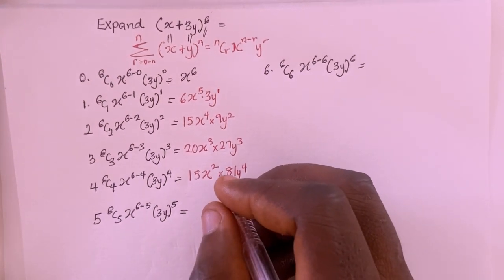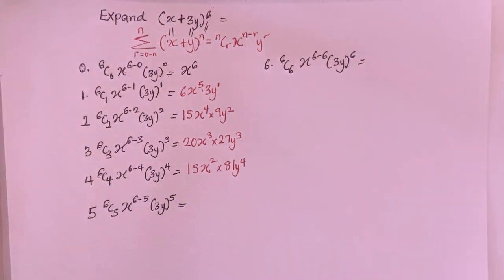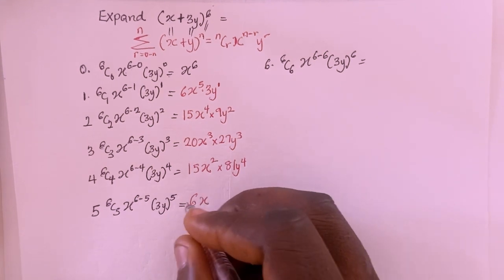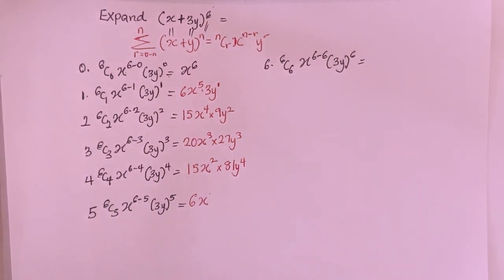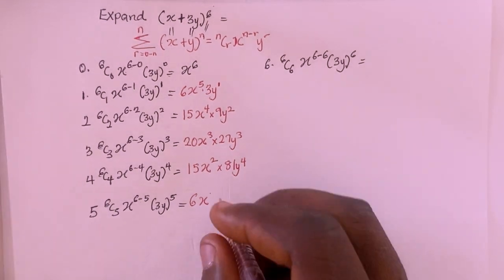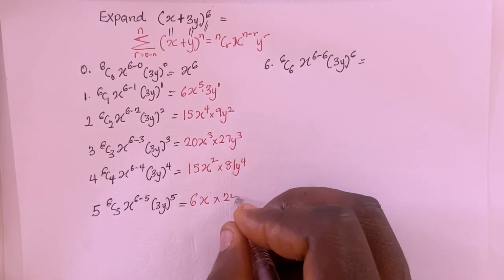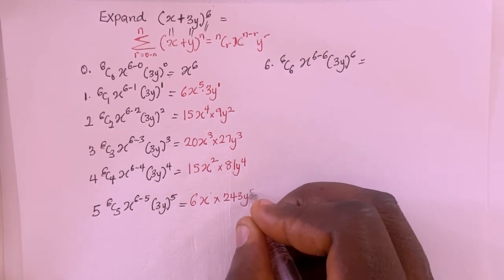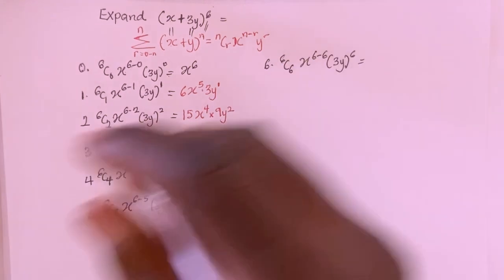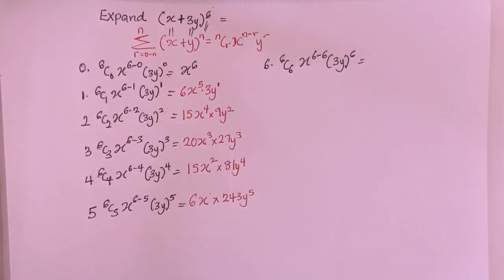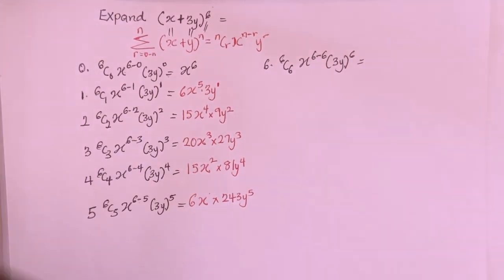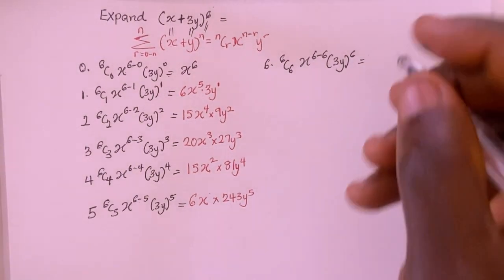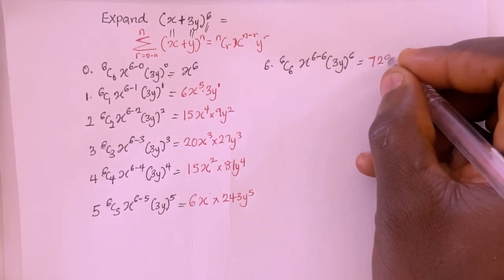After that, 6 combination 5 is 6, so I have 6 x to the power of 6 minus 5, that's 1. Then 3 to the power of 5 is 243, multiplied by y to the power of 5. Then 6 combination 6 is 1, x to the power 6 minus 6 is x to the power of 0, which is 1, and 3 to the power of 6 is 729, so 729y to the power of 6.